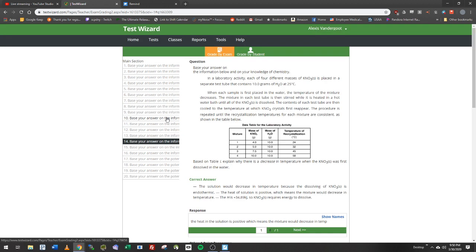Okay, moving on to question number 14. Based on table I, explain why there is a decrease in temperature when KNO3 was first dissolved in water. And your clear giveaway here is they're telling you to go to table I. So let's actually do that.